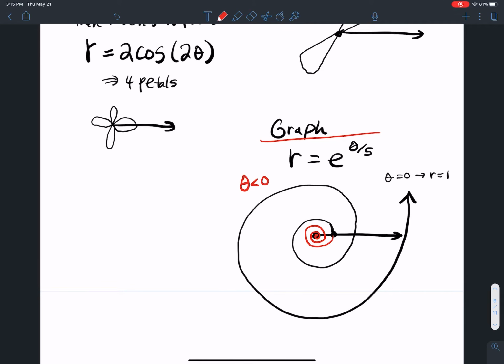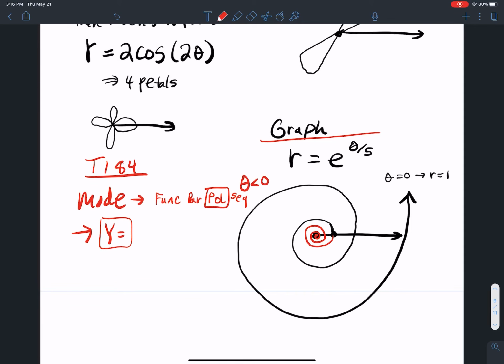All right, so just make sure you got it. You go to mode in your TI-84 calculator, hit the mode button, and then go down to the func, par, pol, and seq, and select the polar form, and then go to your y equal button, and you should see the r1 equals, and then you put in whatever you want. Okay?